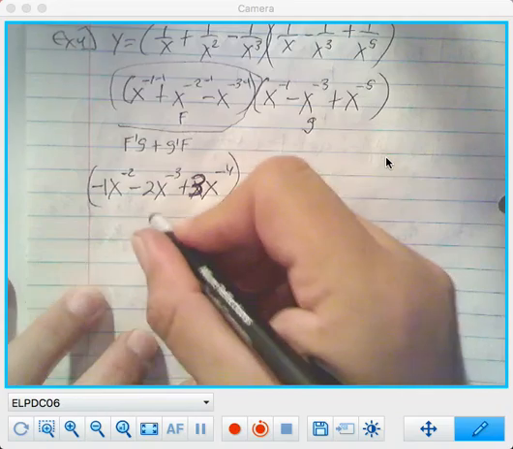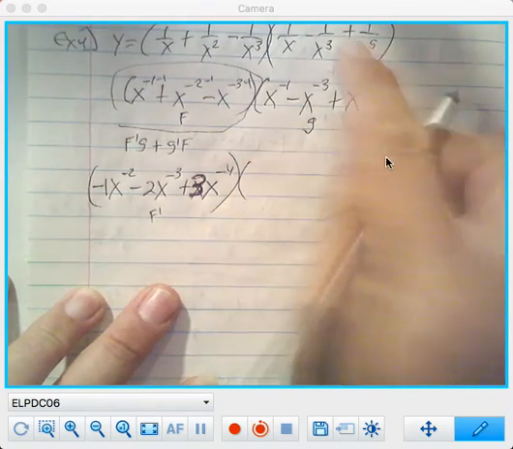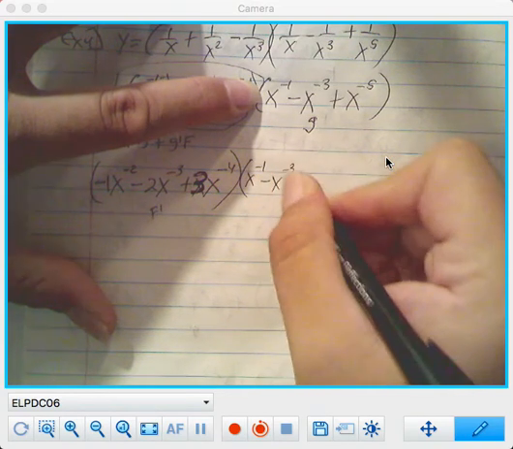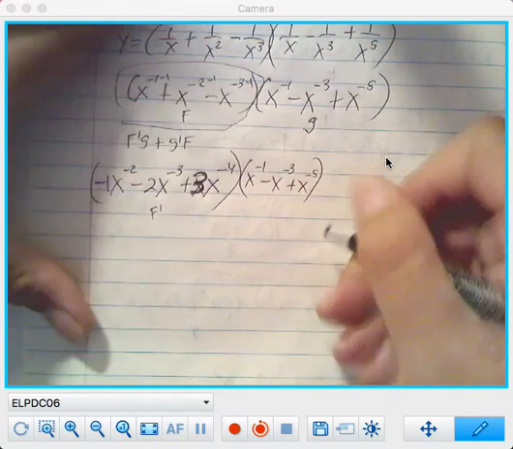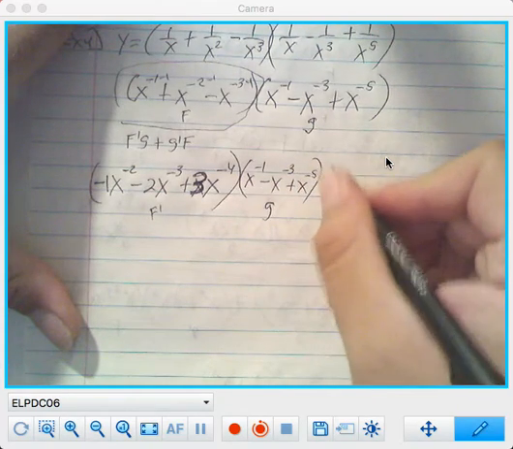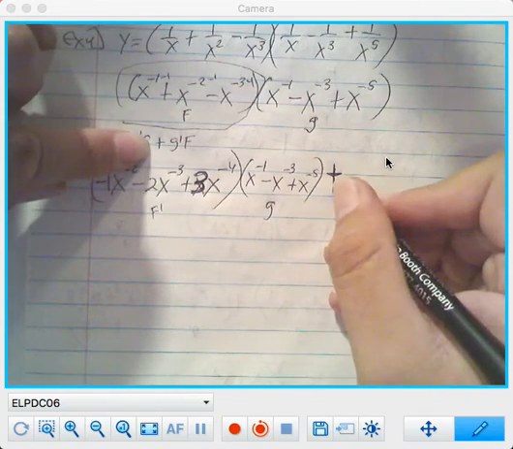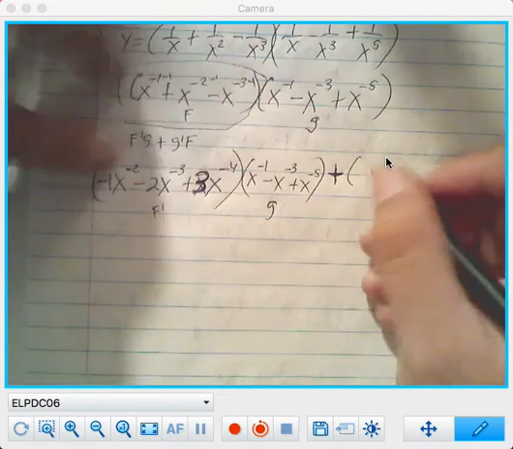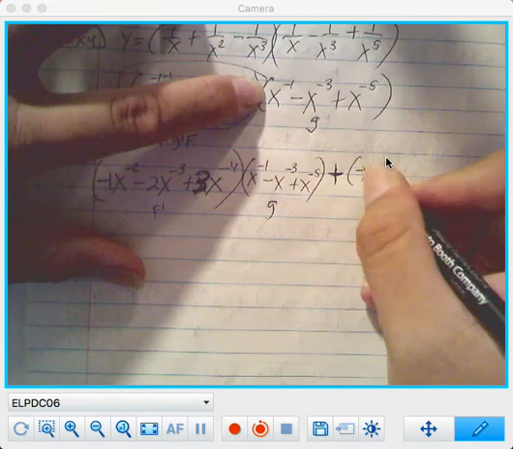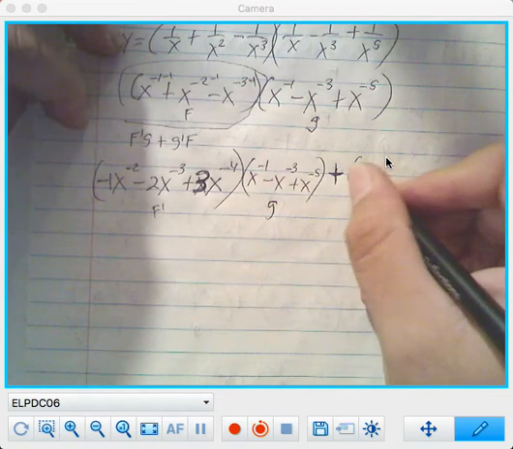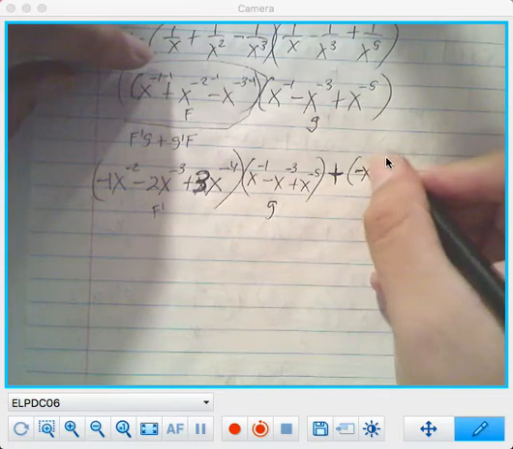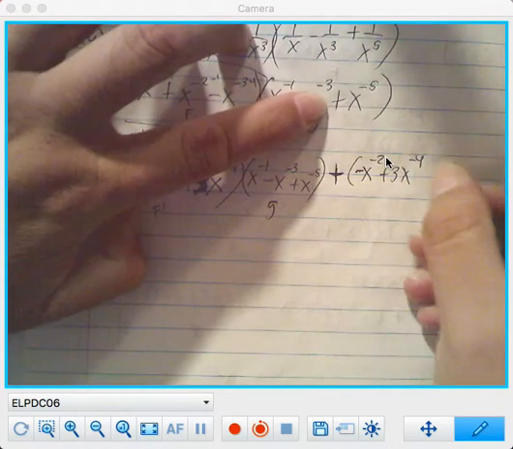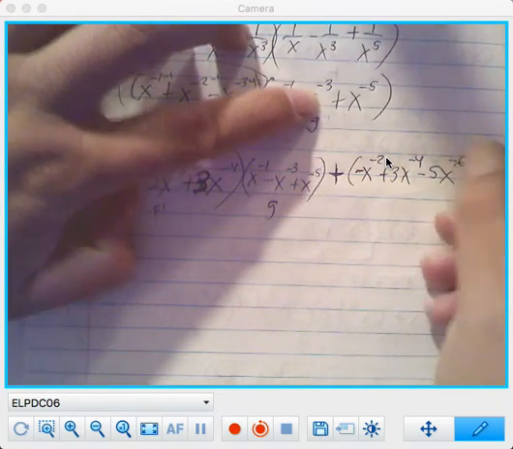What's next? Copy g. So g is this one here: x to the minus 1 minus x to the minus 3 plus x to the minus 5. This is our g. Plus, this is our plus right here. What's next? Take the derivative of g. Again, we already did this one, it's the same thing. So we have negative 1x to the minus 2, plus 3x to the minus 4, minus 5x to the minus 6.